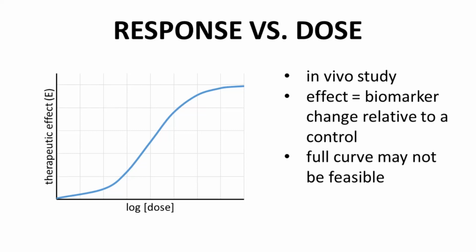The effect on the y-axis will correspond to some biomarker, likely hormone levels or body fat or blood pressure or bone density. The available data from various doses may not create the full sigmoidal curve. Regardless of whether the full curve is visualized, you are still looking for some kind of positive relationship between dose and response, hopefully with this sigmoidal shape.